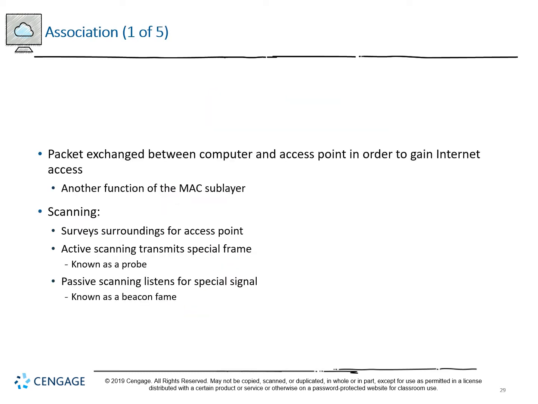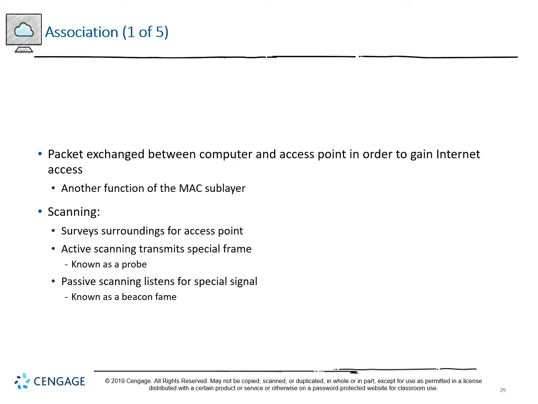The process of associating a host to an access point is the process of exchanging a packet between the two in order to confirm internet access. So this is part of the MAC sublayer. We have what's called scanning, which is the initial process of trying to find a network. The survey will go through for an access point trying to find what's called a probe. The probe is going to be transmitted as it's going through the different networks that are available.